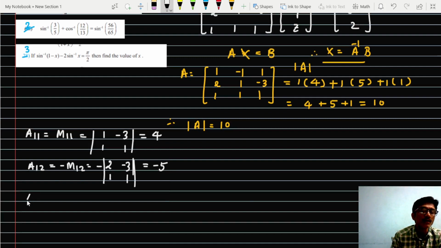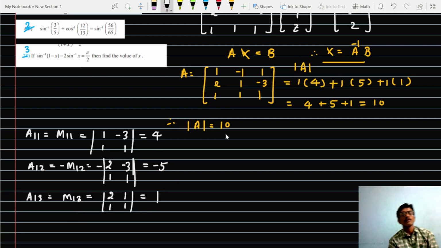Then A13 is equal to what? Cofactor A13 is equal to M13, and it is equal to the value of the determinant A13. Okay, first row and third column. So these remaining elements 2 1 1, so here 1 will come. Expansion will be what? 2 minus 1, that is 1.